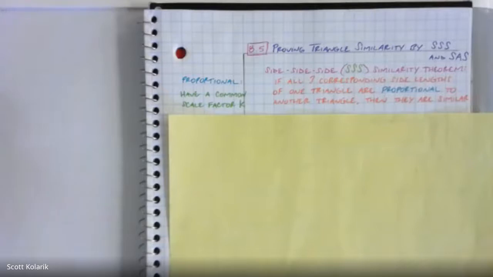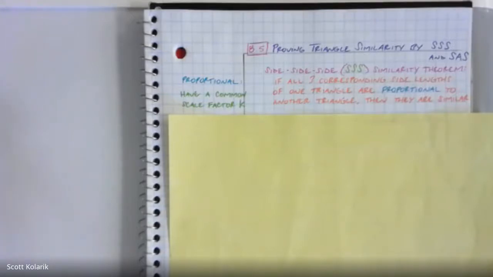Without these shortcuts, I'd have to go through the slightly longer process of showing all three angles of one triangle were congruent to all three angles of another, and each corresponding side was a scale factor k multiplier away from its image in the other triangle for all three sides. Essentially having to show 6 pieces of information to be true before I came to the conclusion that the two triangles, the two shapes, were in fact similar.